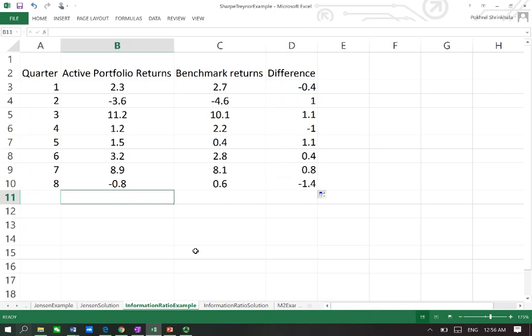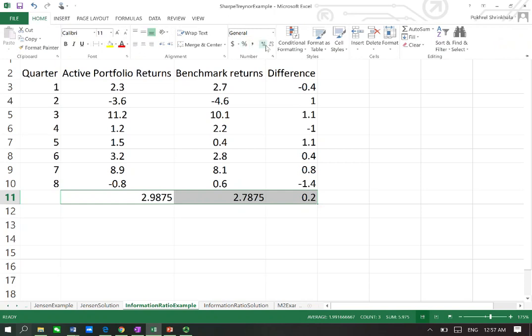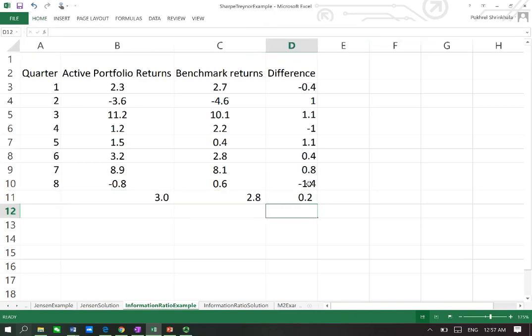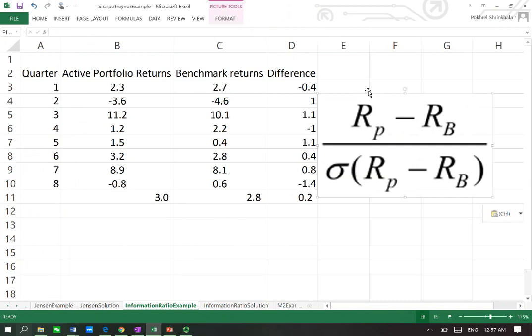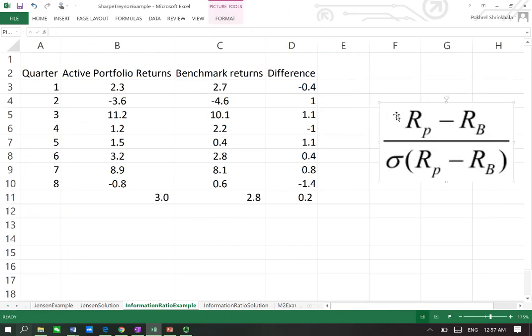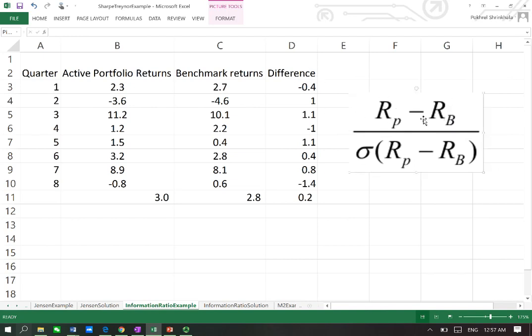So you find them. Now you find the average, for the portfolio and the benchmark and the difference. Okay, now having found them, we may like to put it in some decimal places like this. It's like 3, 2.8, 0.2. And then here, in this formula, what you have done so far is found the excess from the benchmark, so that's the difference, and that's what you found here, 1.4 for the numerator.